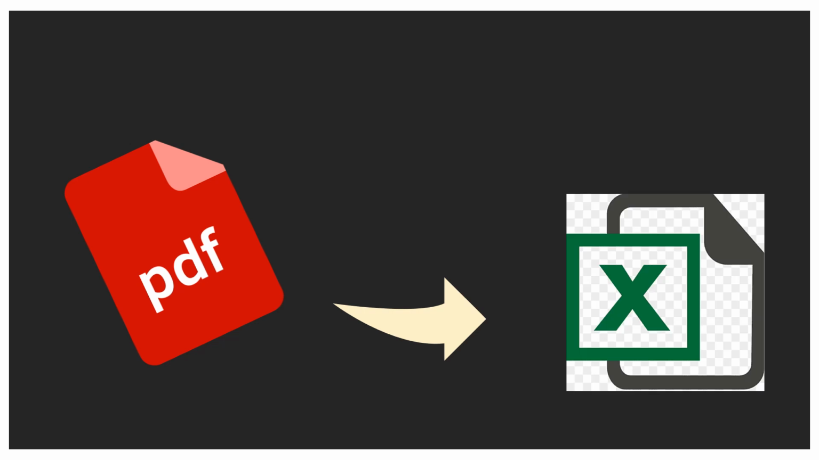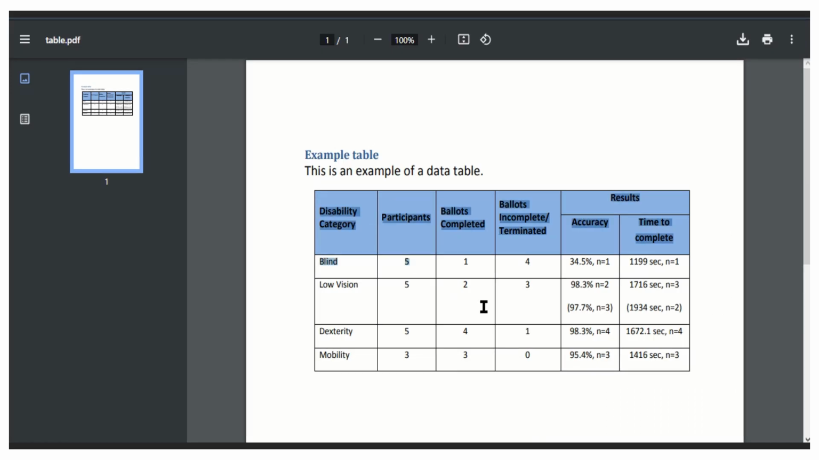What happens when I copy data from a PDF file to Microsoft Excel? Let me demonstrate with an example. I have this sample PDF file which contains a table of data. I will select the table and press Ctrl plus C on the keyboard to copy it onto the clipboard.